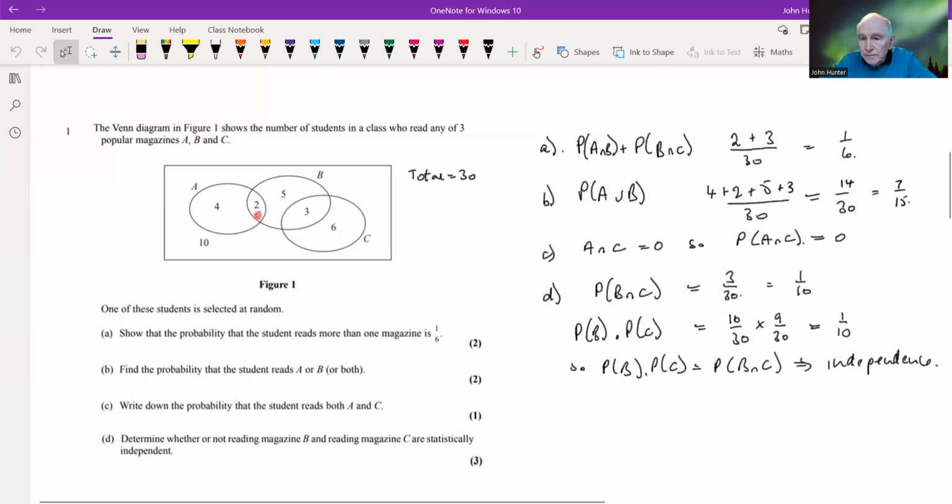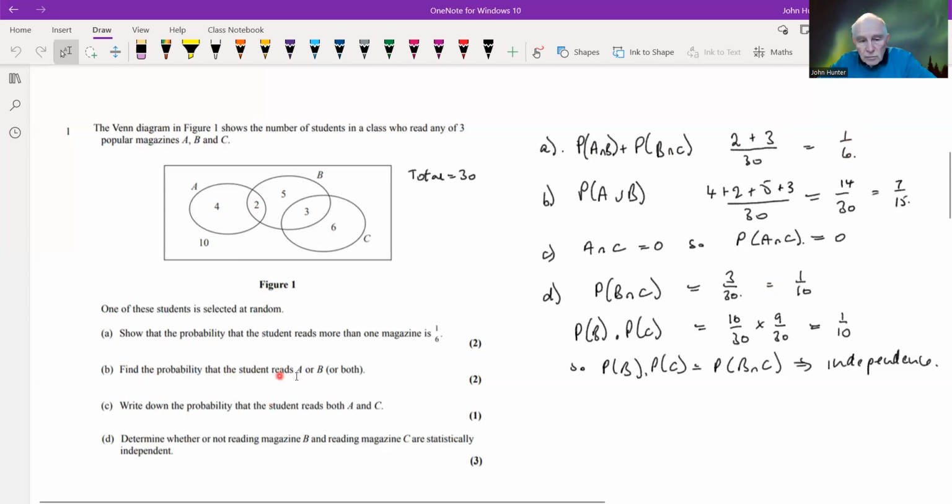more than one magazine is the probability that they read A and B plus the probability they read B and C. And there is no probability of A and C. They're not intersecting. And there certainly is no intersection of all three, A, B, and C. So we can just write it like this: the probability of A intersection B plus the probability of B intersection C. And that would be 2/30ths plus 3/30ths, which would be 1/6. Okay, so that's part A.